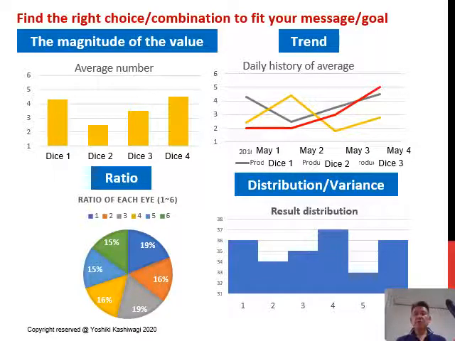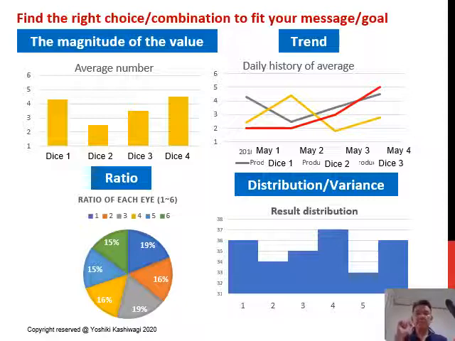This chart showed the distribution from 1 through 6. You can see how many times you get which eye with this dice. So these 4 approaches, you have to find the best approach or approaches to fit or meet your goal. Which one to use depends really on your objective or your final message.